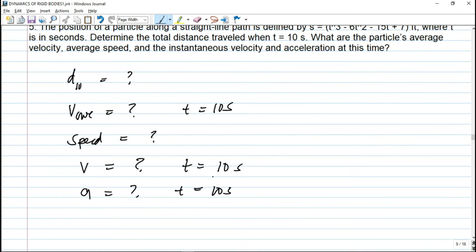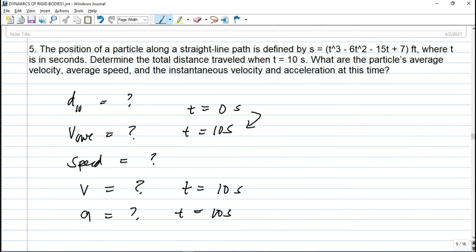As we recall, guys, when we say instantaneous velocity and instantaneous acceleration, it is the velocity and acceleration at that specific point of time, wherein average velocity is concerned with the interval, here from 0 seconds to 10 seconds. What is the average velocity from time 0 seconds to 10 seconds? That is the time interval, so that's the difference between the two.